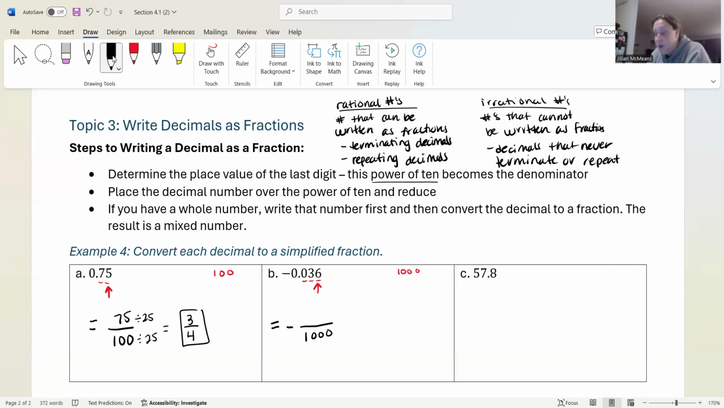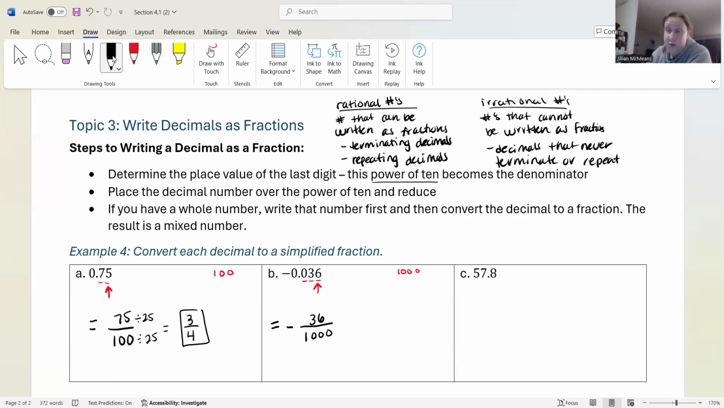So I need to put whatever my decimal portion of this number is over 1,000. But remember, we're not going to put 0.036. We're just going to treat whatever the decimal is as if it's a whole number. So I'm going to put 36 over 1,000. And then I want to reduce these. Okay. Now I happen to know that 36 and 1,000 are at least divisible by 2. They're both even numbers. Okay.